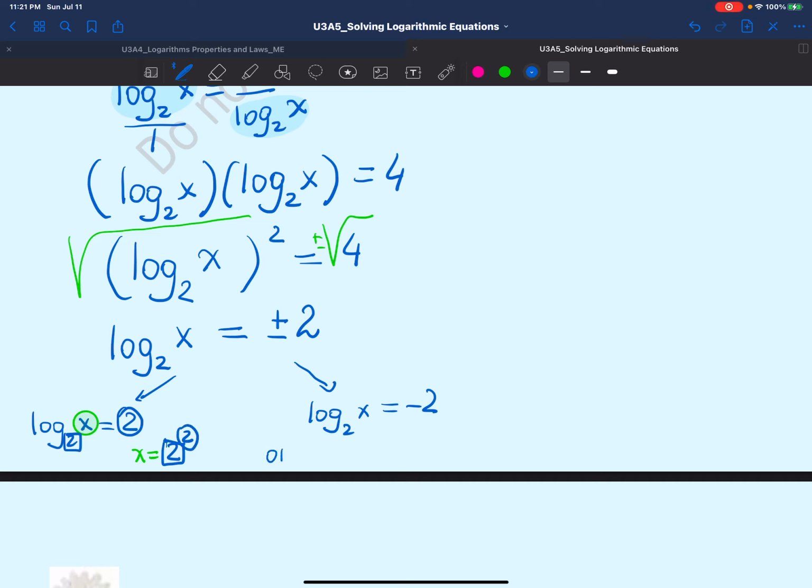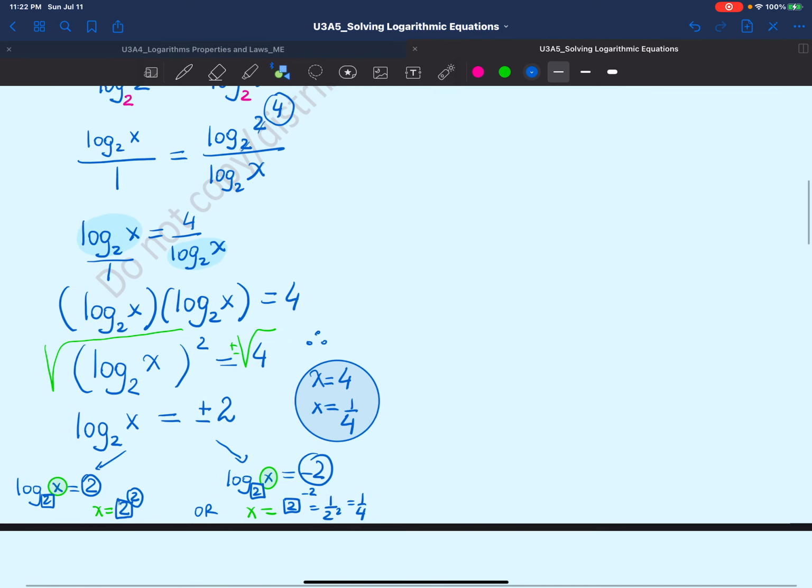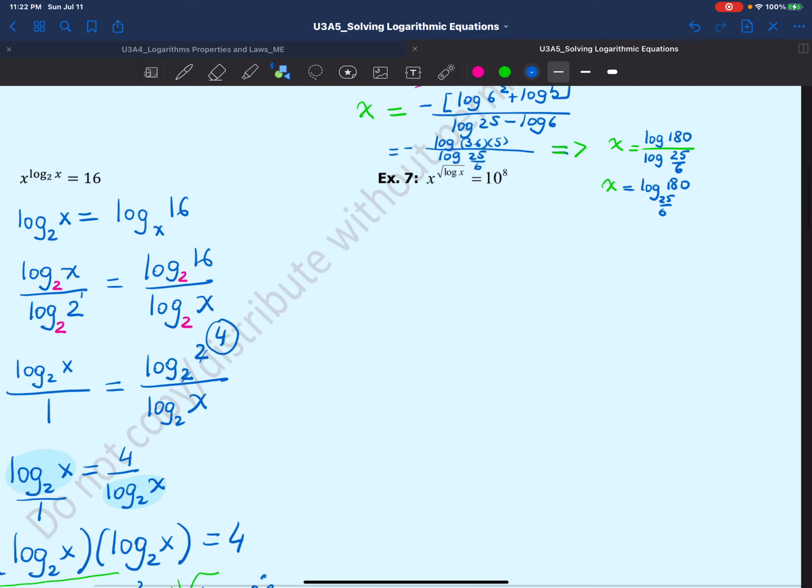Or x would equal 2, the base 2, to the power of negative 2, which is 1 over 2 squared, or 1 over 4. So we obtain two solutions here. One is x equals 2 squared, or 4, and one is x equals 2 to the negative 2, or 1 over 4. Quite an example this was, wasn't it? Let's take a look at our last example.